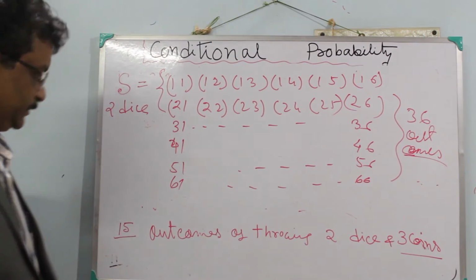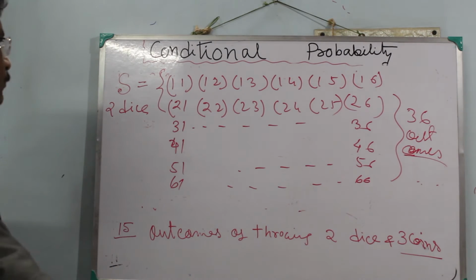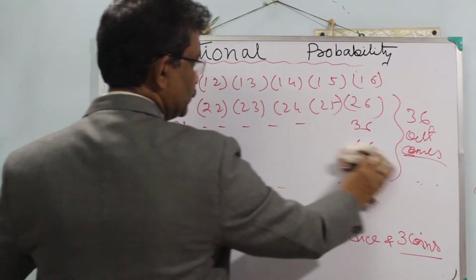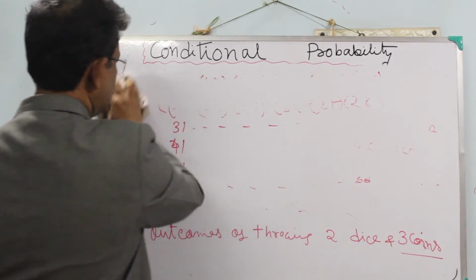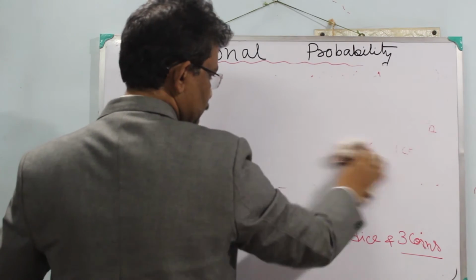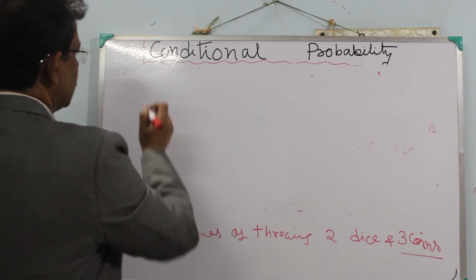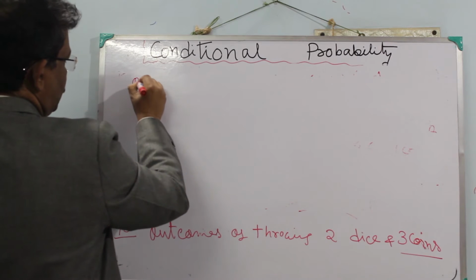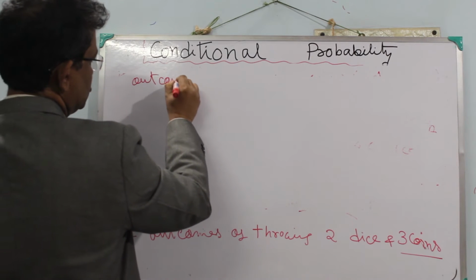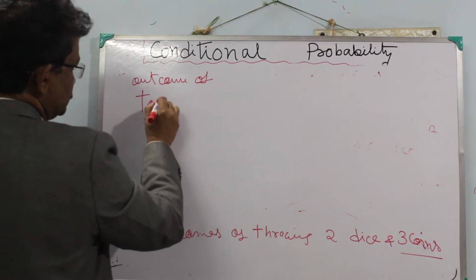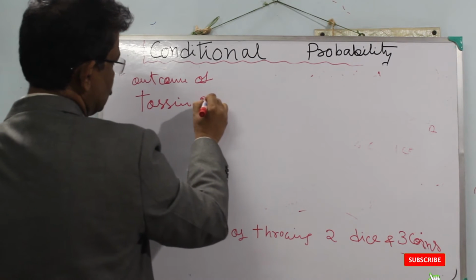In throwing 2 dice. And if you toss 2 coins at the same time, what are the outcomes of tossing 2 coins?